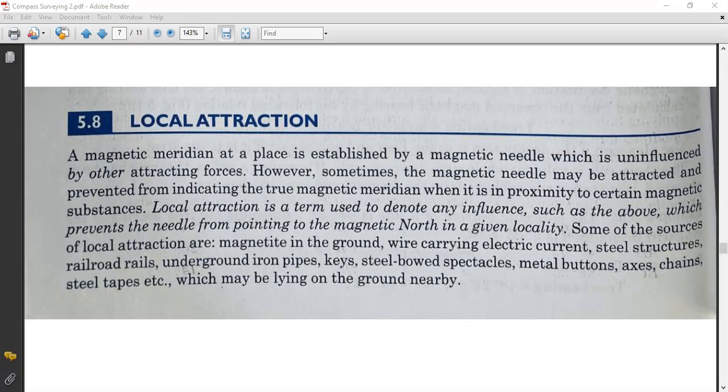For example, I told you in the previous class, if any high tension electric wire is going above the compass, or any underground cables which will have some magnetic fields, or wrist watches come in contact with the compass while performing the survey, all those will deviate the compass needle from directing towards the magnetic north. So how to detect that error and how to correct it, we will see.